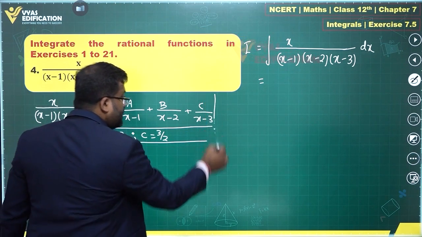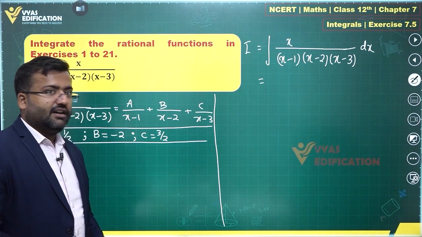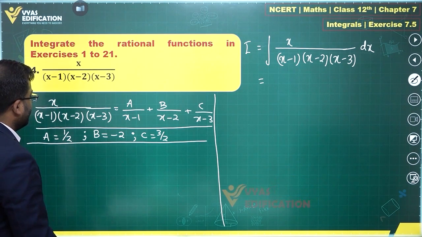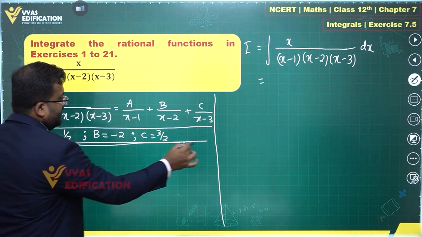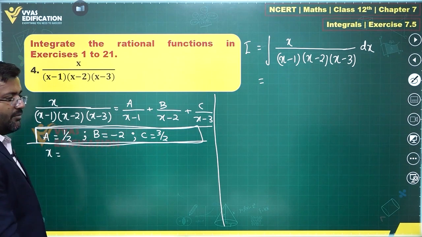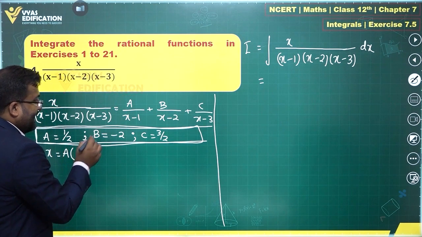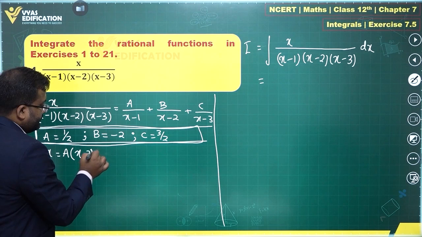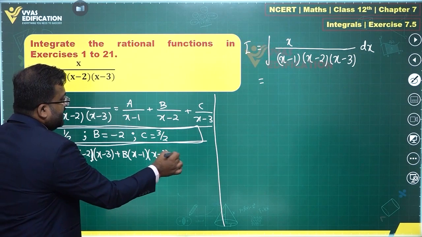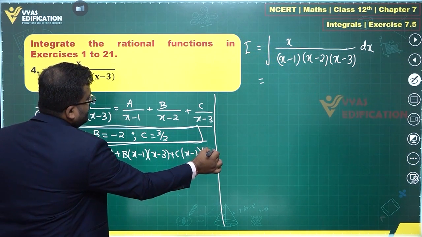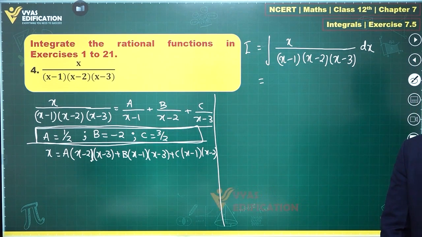Okay, but this is a shortcut approach, sir. We'll have to write using a longer approach in the board examinations, and that longer approach looks like this. Please take a look at this. We'll compare the numerators. x is the numerator, which is equal to this. Let's pack this in a box, and for the time being, forget about it. This numerator is equal to, on the right hand side, A times x minus 2, x minus 3 plus B times x minus 1, x minus 3 plus C times x minus 1, x minus 2. Take a look at this carefully. This is the LCM, and after taking the LCM, only the numerators are compared.